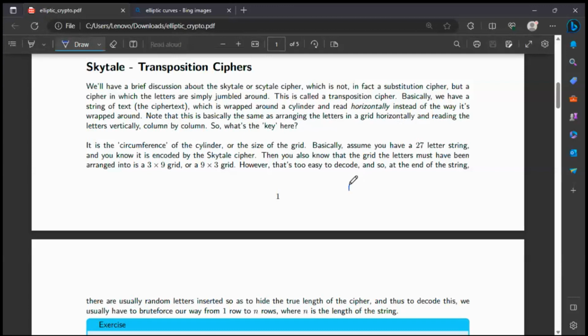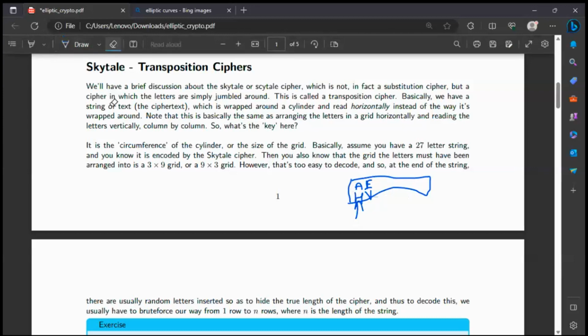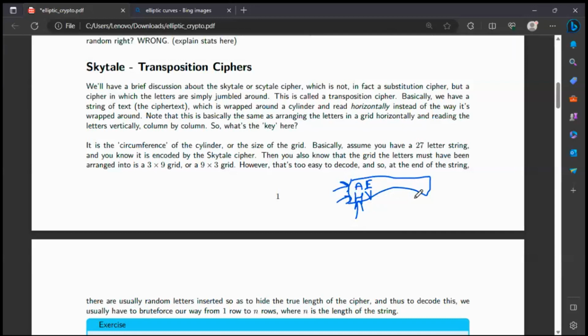So, basically, you have this sort of cylinder, and you're writing H A V E and so on. If you read it vertically, then you'll read HAVE, which is pretty obvious. But if you read it horizontally, you read AEHV or HAHVAE. So that is what the Skytale cipher is.